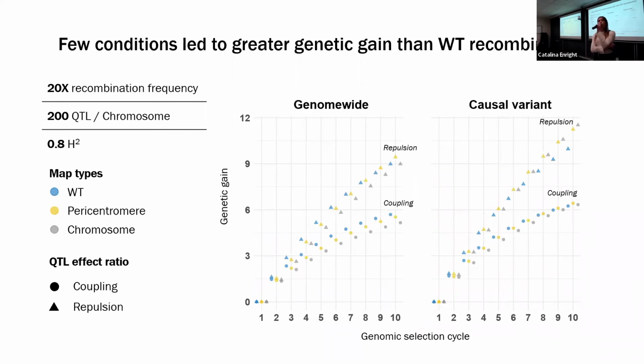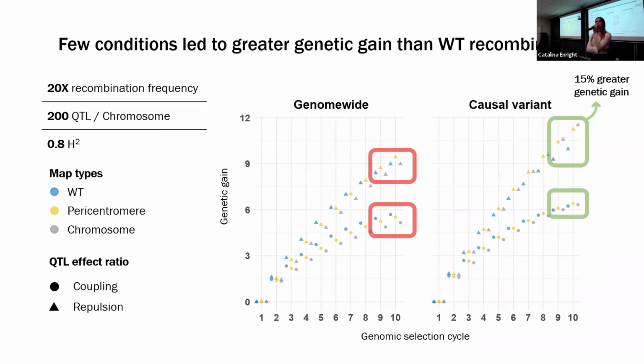And again, this is the genetic gain on the y-axis over the 10 cycles of genomic selection. So starting with the genome-wide relationship matrix, even under 20 times increased recombination with a quantitative trait and high heritability and all of your QTL in repulsion, we didn't see necessarily that both increased genetic maps perform better than wild type. The pericentromere map type did better than wild type, but the chromosome map type, I think, just gets too large to overcome that LD decay.